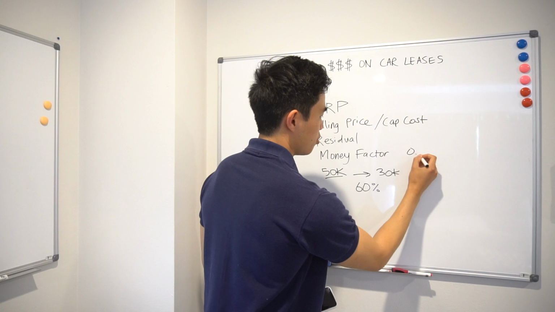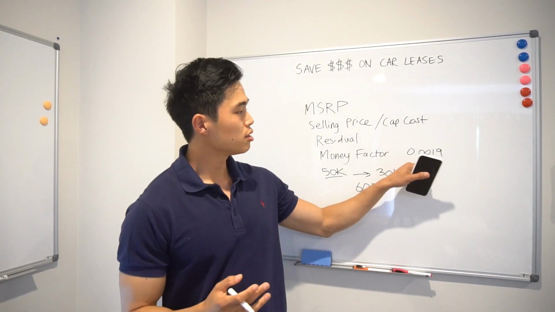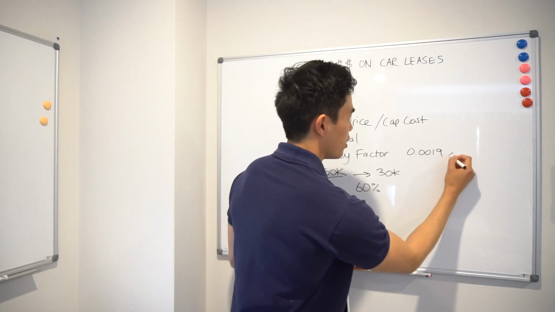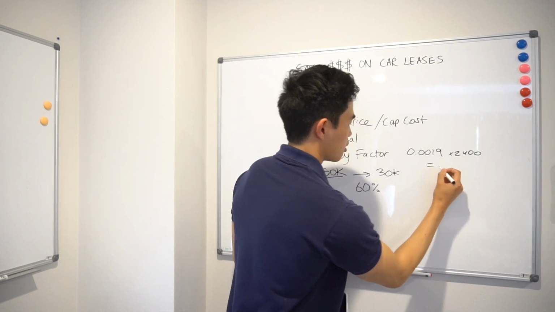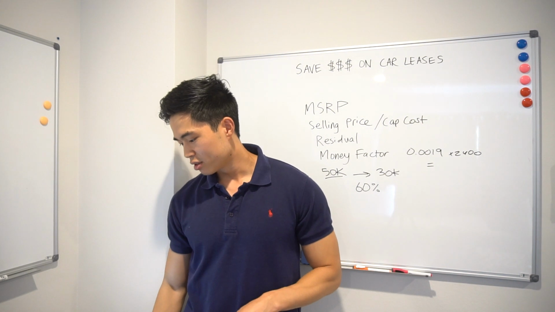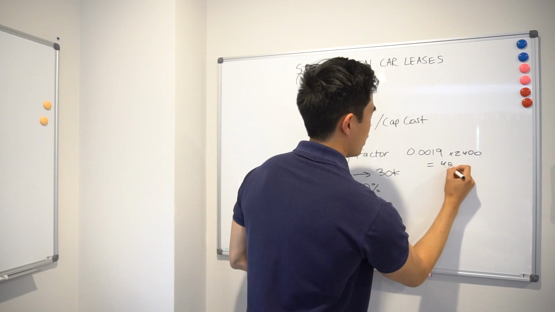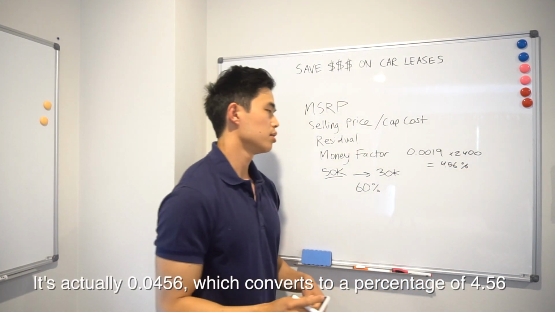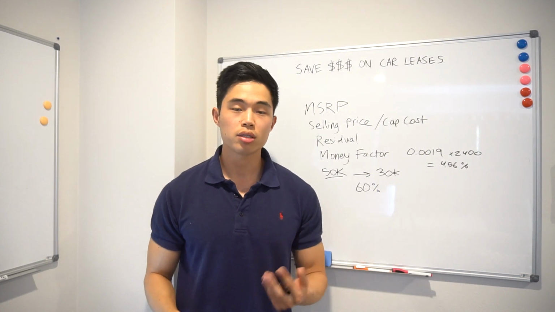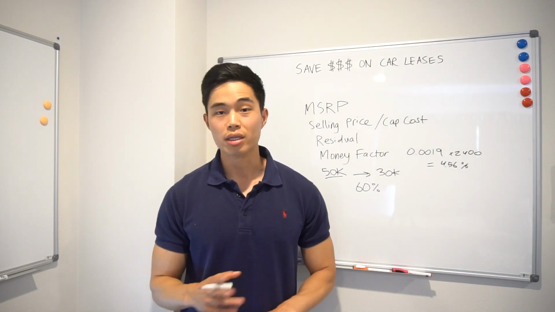Let's say you have a 0.0019 money factor. What you're going to do is take this number and multiply it by 2,400, and whatever you get from that is going to be your interest rate. So in this case, our money factor of 0.0019 is equal to 4.56%. We want this number to be low because that's what we're paying in interest. The higher that is, the more we are paying and the worse your lease payment is going to be.